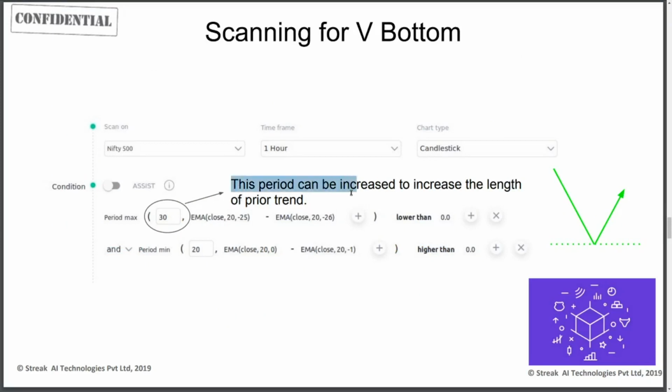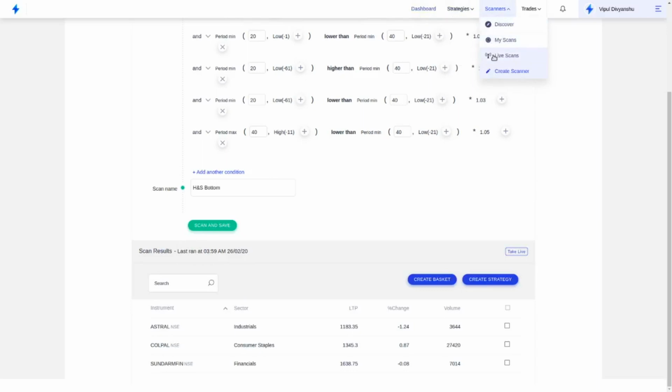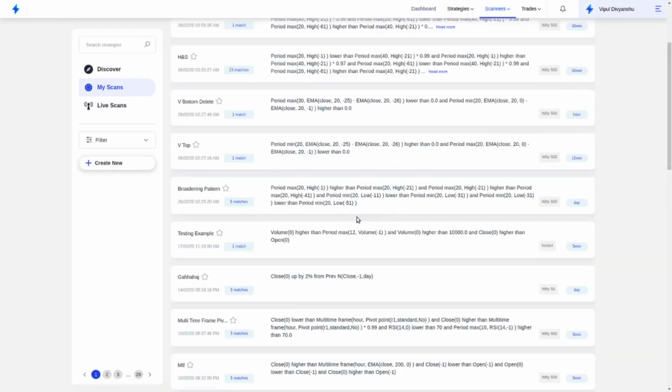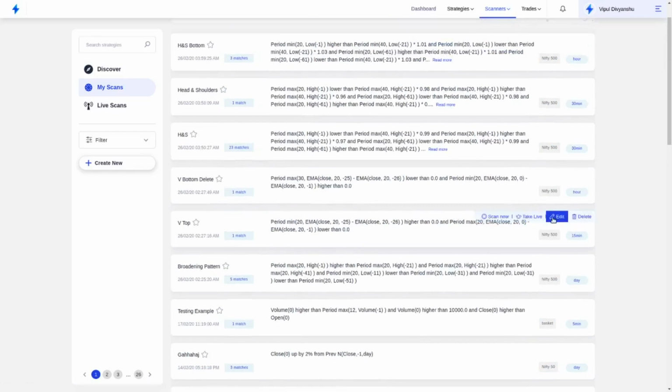Okay, this is the period you can increase to basically increase the duration for which you are checking the prior trend. Okay, so very simple, only two line conditions, you can easily create it. I'll show you here as well. So let me go here. I have VTop, so let me edit this.